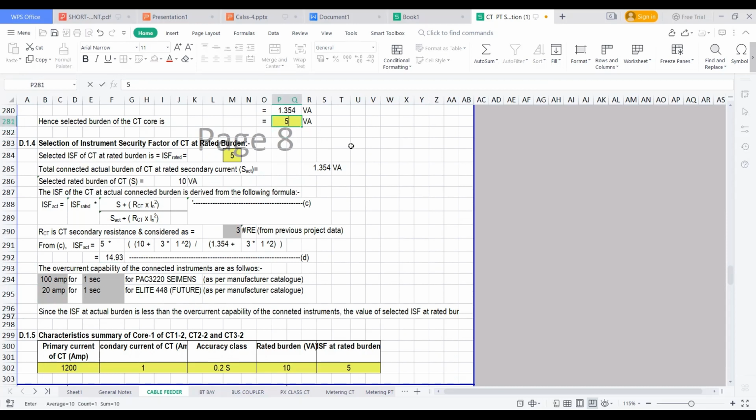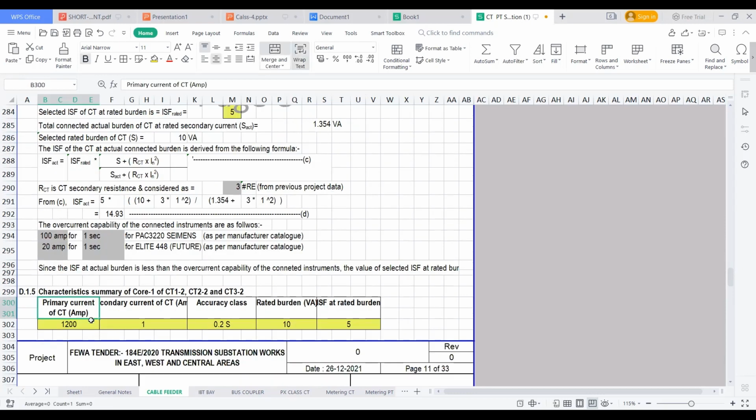If you go for a 5 VA burden, it would be 9. If you go for a 2 VA burden, it is 5 only. Very good. But again, for future expansion, I'm considering and taking 10 VA burden. My conclusion is this: at 10 VA burden, the rated ISF is to be 5, and at actual burden it is 14.9, which is less than the overcurrent capability that I already checked. So I can conclude that this is the CT I require for my metering application. Clear, team?